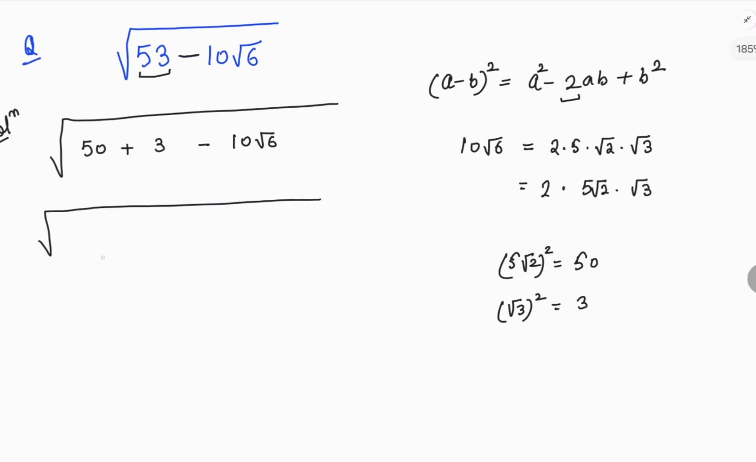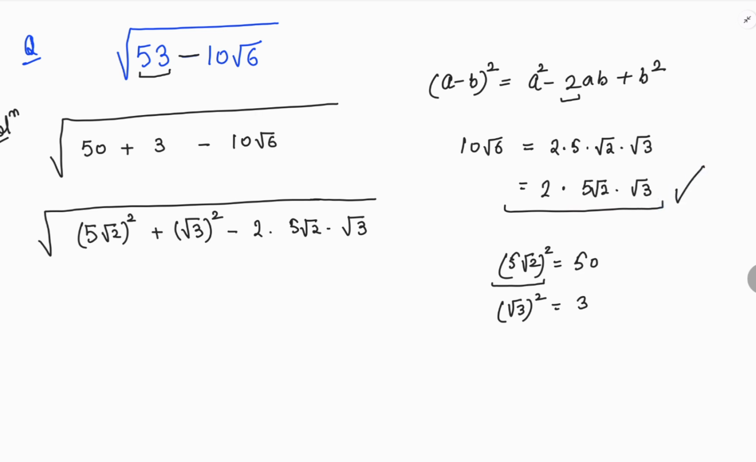Under root, okay, what is 50? 50 I can write it as this: 5 under root 2 whole square, plus under root 3 whole square, minus 2 times 5 under root 2 times root 3, because 10 root 6 we know can be written as this, right? Okay, now you look at this. This is a square plus b square minus 2ab, which is equal to a minus b whole square. So this is equal to a minus b whole square and inside the root.